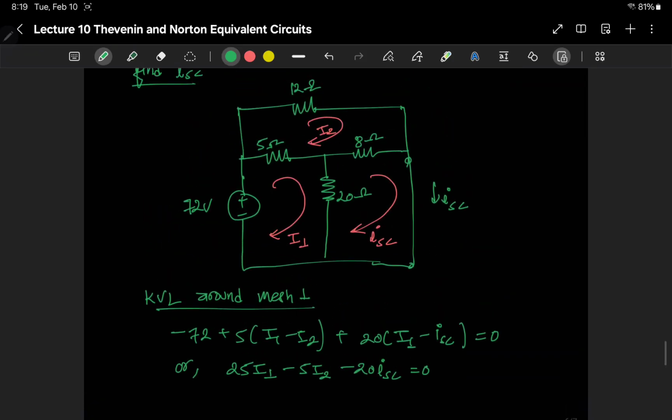And then writing KVL around mesh 2, we'll have 12i2 plus 8(i2 minus isc) plus 5(i2 minus i1).